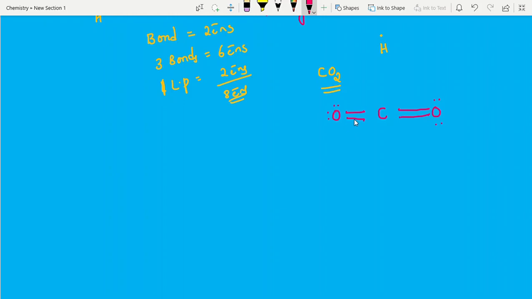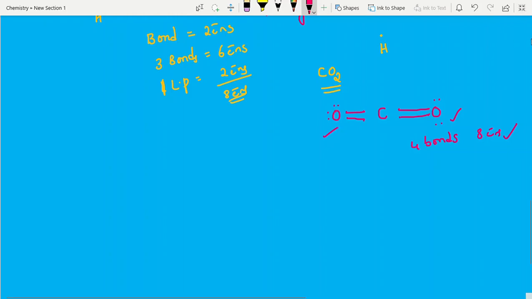Clear? Okay. Now, whether it is satisfying the octet rule or not, we have to check it. See this carbon, around carbon, how many bonds are there? 4 bonds. 4 bonds means, yes, it's 8 electrons, satisfied. And what about oxygen? 2 bonds means 4 electrons. 4 plus 2, 6. 6 plus 2, 8. Oxygen also satisfied. Even this oxygen also satisfied.